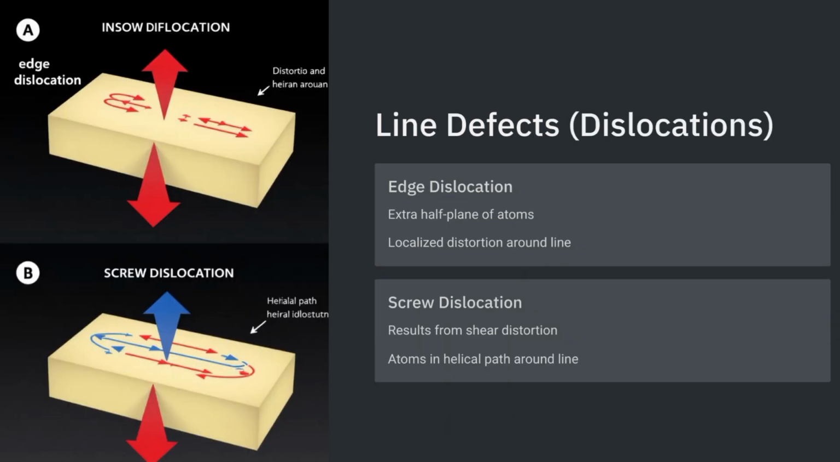Line defects, or dislocations, are one-dimensional defects. An edge dislocation is like inserting an extra half-plane of atoms into the crystal. It causes stress and distortion. A screw dislocation is more like twisting the crystal structure, causing a spiral arrangement. These defects are crucial in understanding how metals deform under stress, which is why they're studied extensively in materials science.